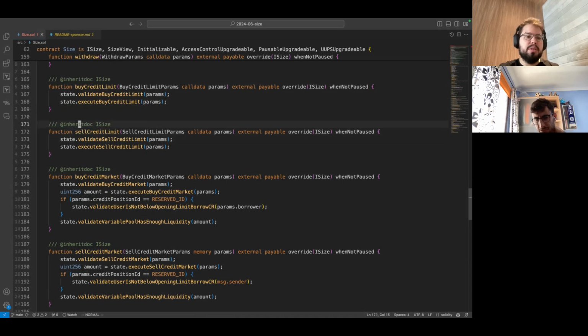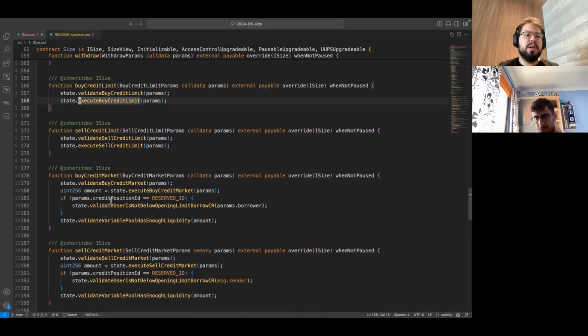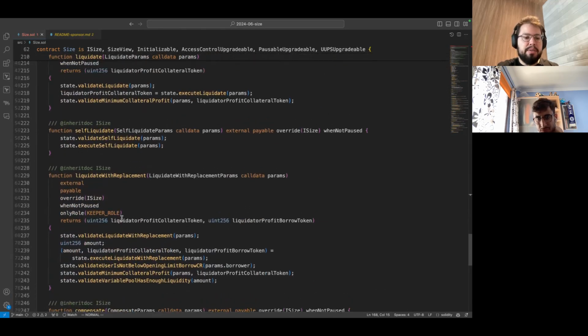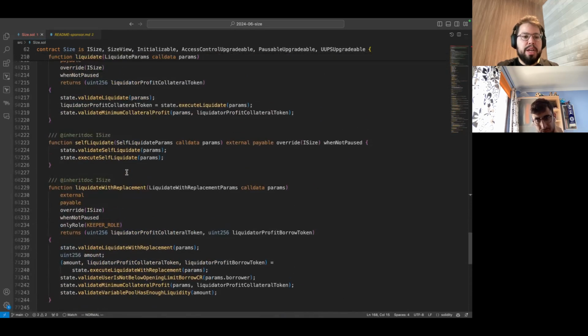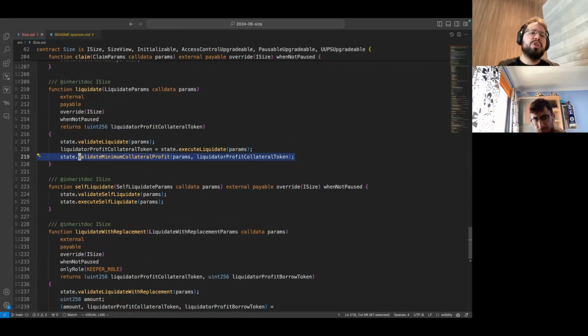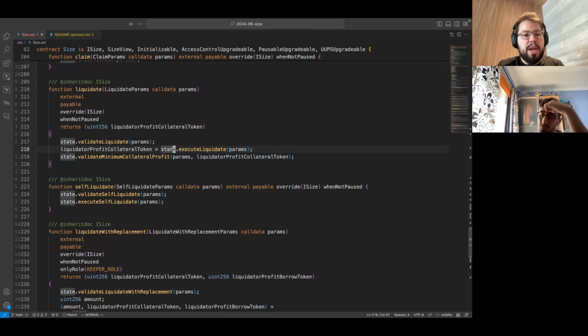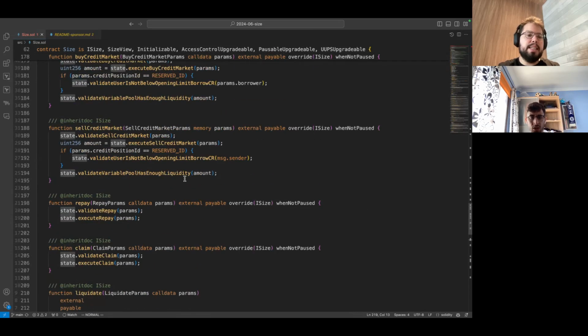Then all the other functions are like that. We do a validation, then execution. Some functions do not have post-validation, but others do. For example, during a liquidation function, we check that the liquidator has gained the profit that they expect, so that they don't accidentally perform an unprofitable liquidation. So basically there are these validation, execution, and post-execution steps.